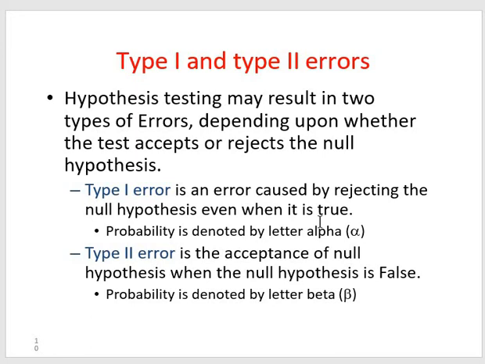And what is type 2 error? Type 2 error is the acceptance of the null hypothesis when the null hypothesis is false. Then type 2 is what? If my null hypothesis is actually false but still it got accepted by my statistical operations, then that is what? Type 2 error. To understand type 1 and type 2 error, we can take an example.